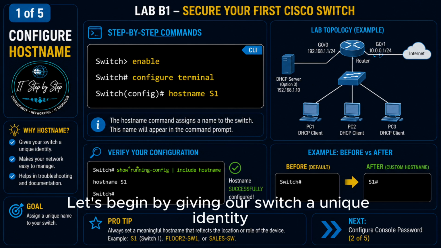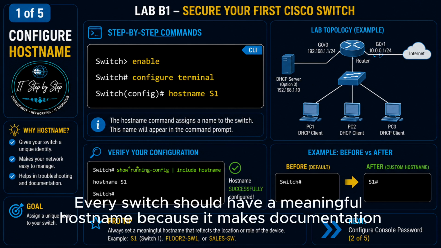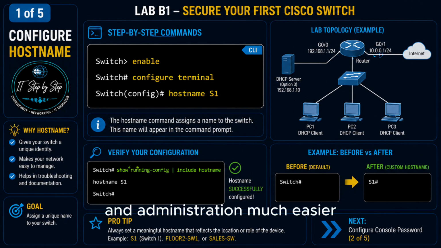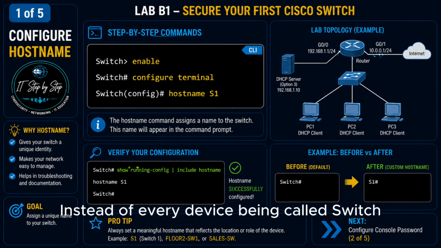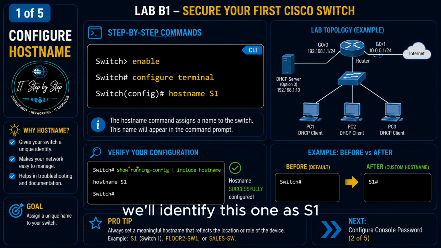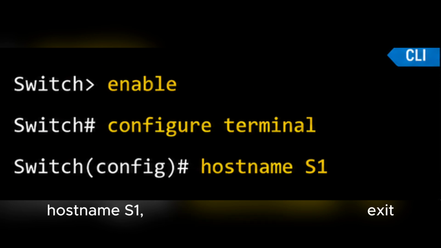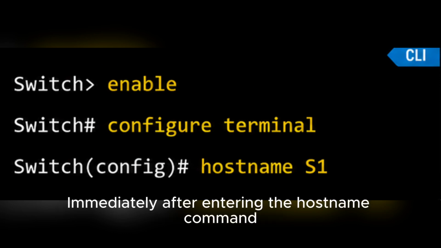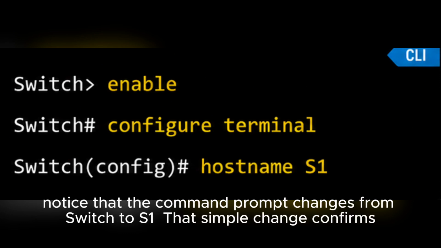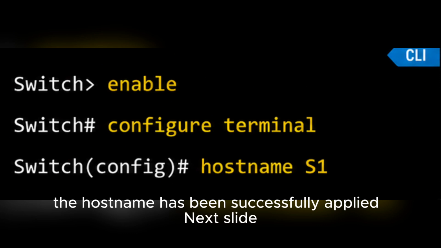Let's begin by giving our switch a unique identity. Every switch should have a meaningful hostname because it makes documentation, troubleshooting, and administration much easier. Instead of every device being called Switch, we'll identify this one as S1. Enable, configure terminal, hostname S1, exit. Immediately after entering the hostname command, notice that the command prompt changes from Switch to S1. That simple change confirms the hostname has been successfully applied.